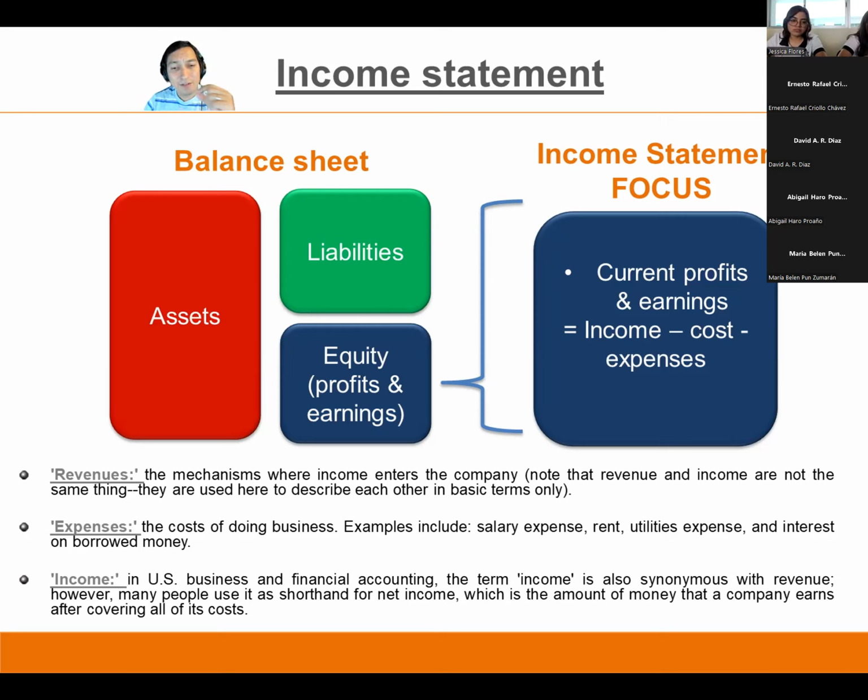So the revenues are the mechanism where income enters the company. No, revenue and income are not the same thing. Okay, well, forget about that. It's the mechanism where income enters the company. Expenses are the cost of doing business. Example: salaries expense, rent expense, utilities expense.